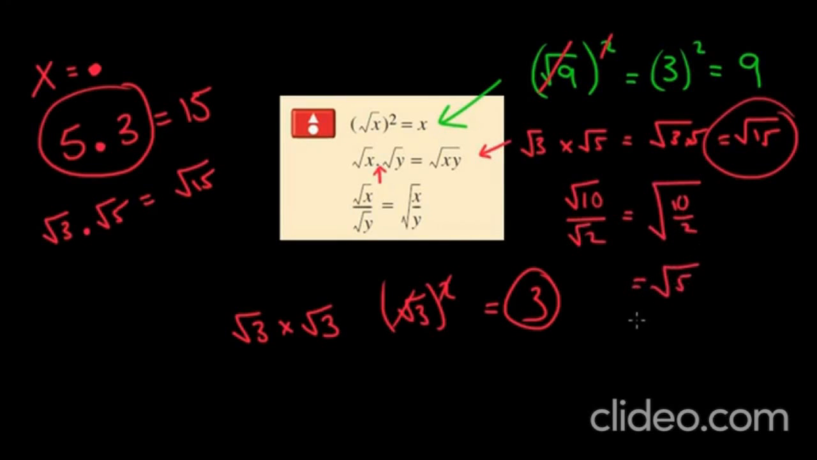And the third rule, which is division. Root over 10 divided by root over 2. We just have to divide the 10 by the 2. We have root over 5.